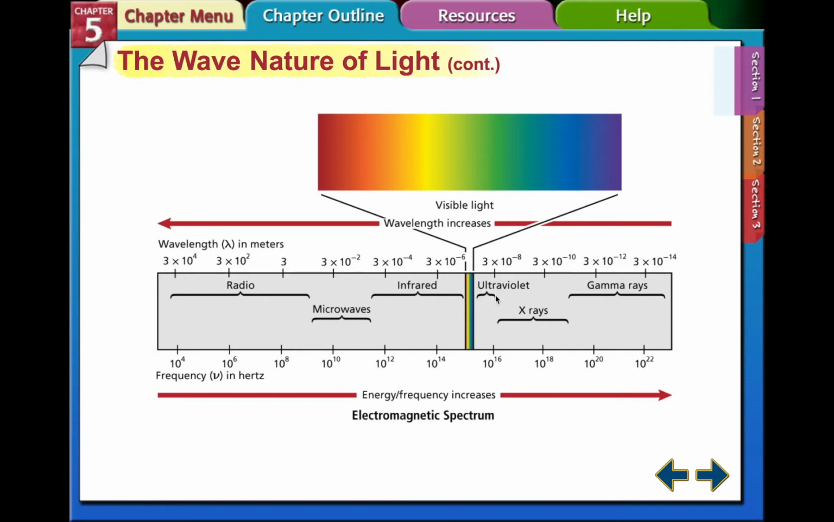UV radiation, we know, can be harmful to our skin. X-rays also can be harmful. Granted, we use them in a healthcare setting, but this is why you have to wear a lead vest, to protect your internal organs. And then gamma rays are not good for your health at all. These are very toxic radiation.